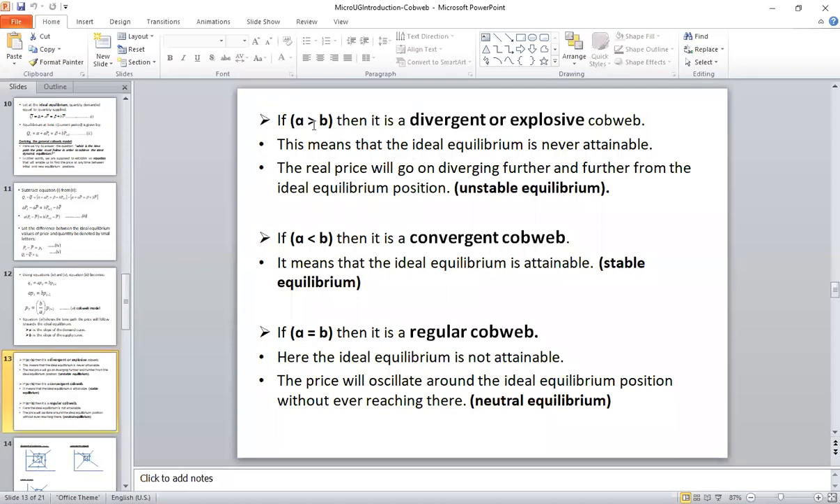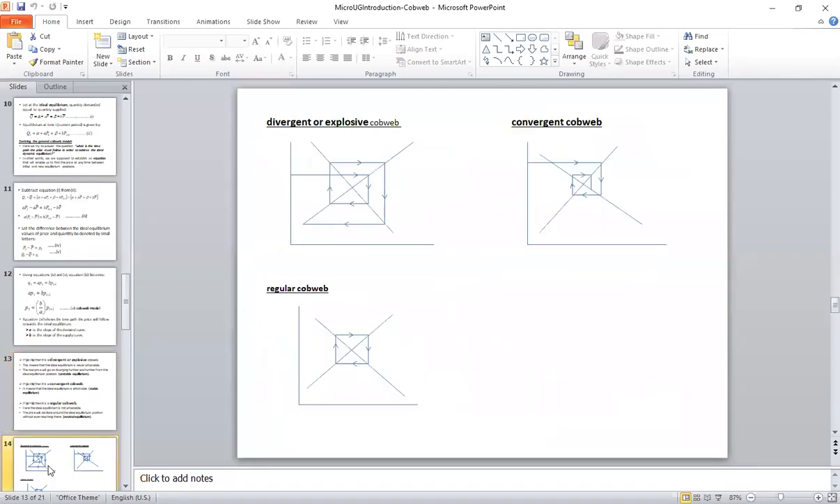So basically, if A is greater than B, in other words, if the slope of the demand curve is greater than the slope of the supply curve, then we have a divergent or explosive cobweb. In other words, when I say the slope of the demand curve is greater, it means that the demand curve is steeper than the supply curve. So in this first diagram, where I say divergent or explosive cobweb, you see the demand curve is steeper.